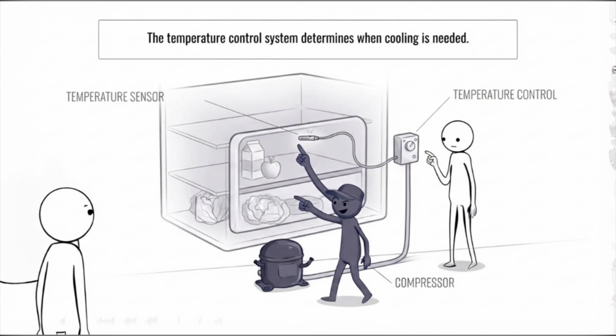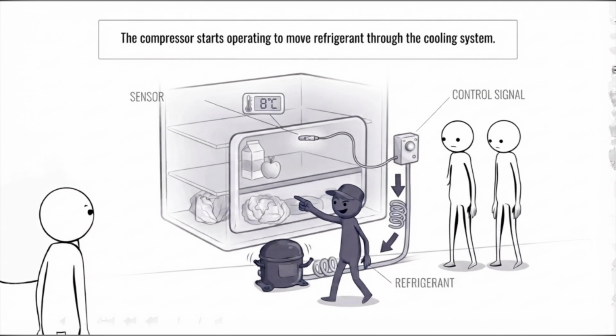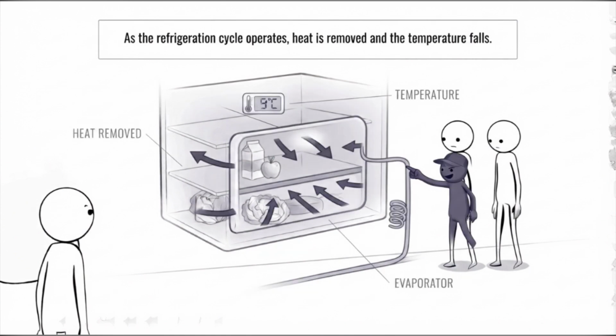How does the refrigerator know when to run the cooling system and when to stop? This is where the temperature control system becomes important. A temperature sensor or thermostat monitors the temperature inside the refrigerator. When the temperature rises above the selected range, the control system allows the cooling system to operate. The compressor starts or continues running. The refrigeration cycle removes heat from the compartment.